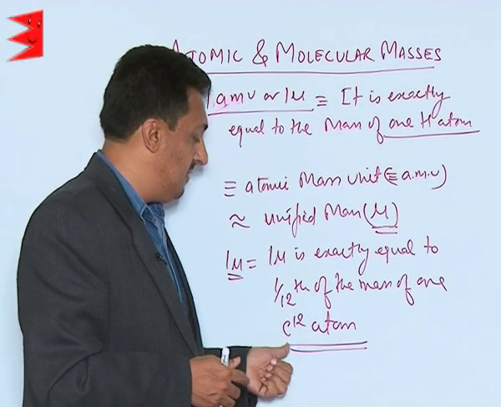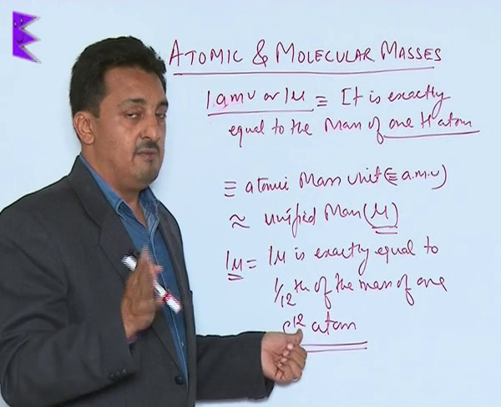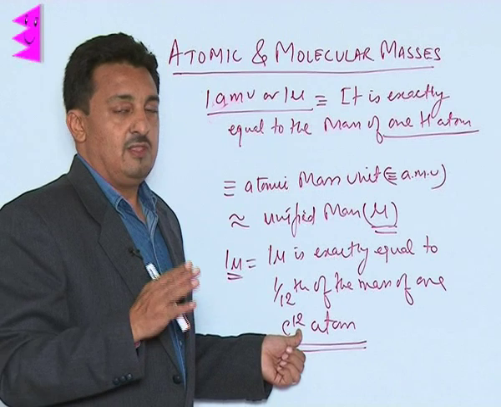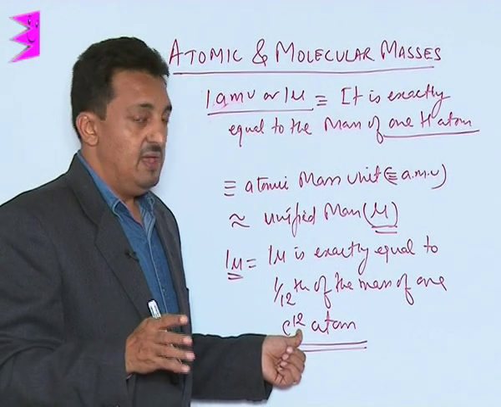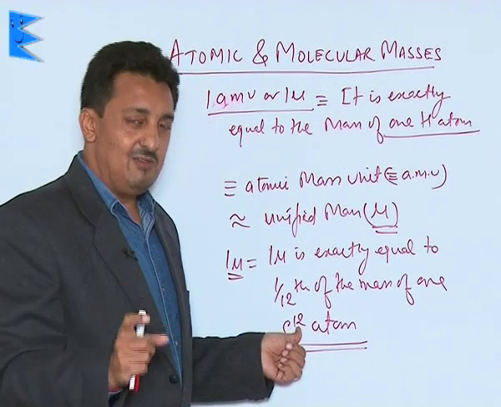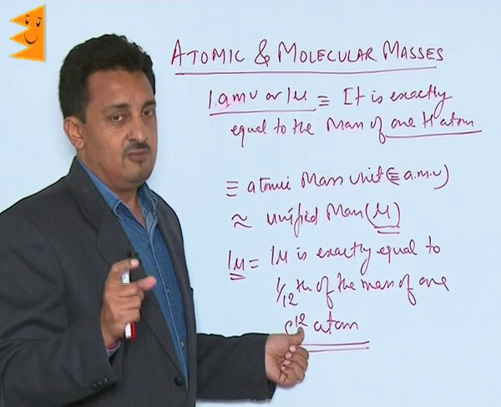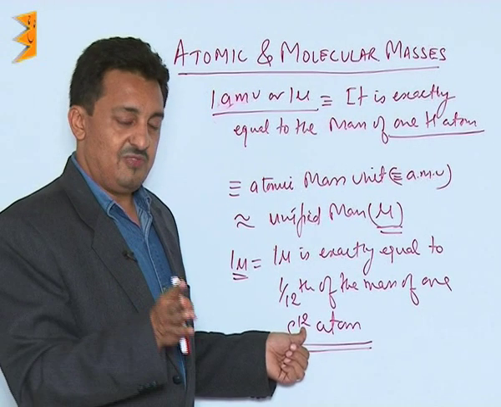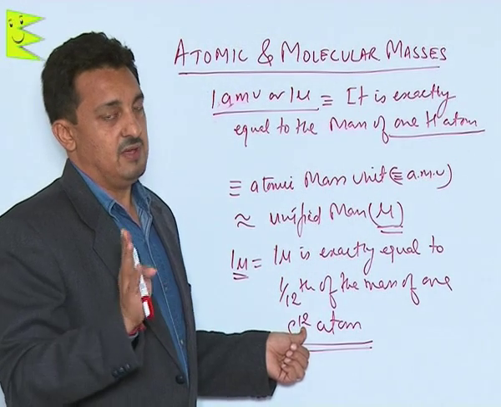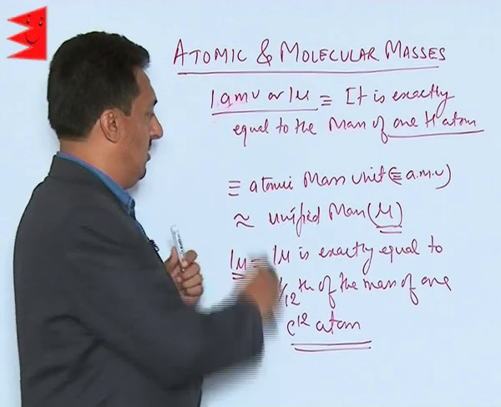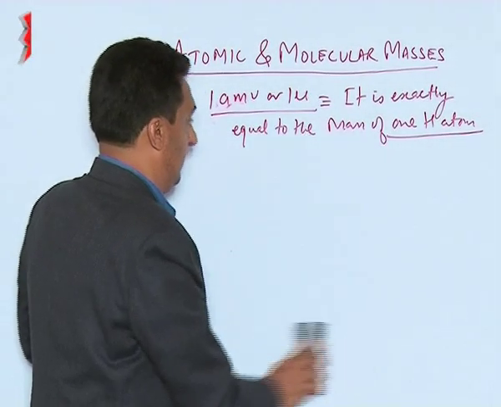Why have we taken carbon and 12? The reason is carbon is the most abundant element we have around us. It is one of the most stable elements we have. And C12 means we are particularly talking about its isotope C12, which is the most common and most stable one. So 1/12 of that isotope's mass is called 1 AMU or 1 U, unified mass. So now you know what unified mass or 1 AMU is.